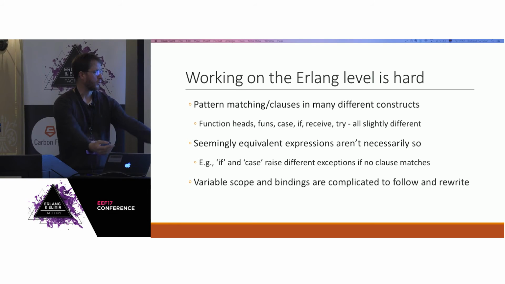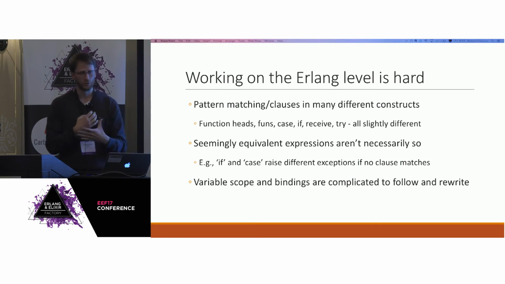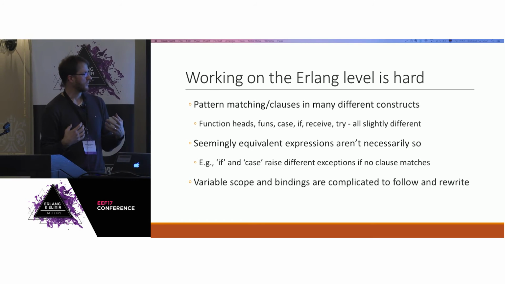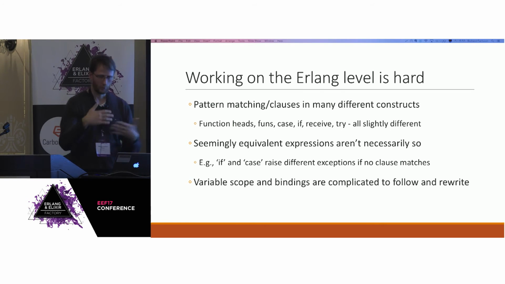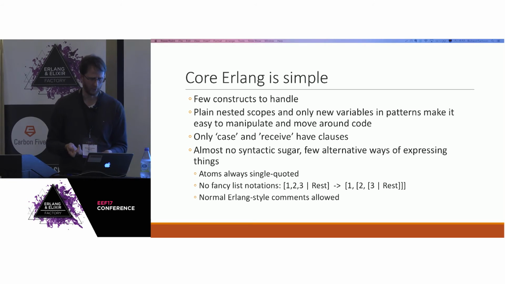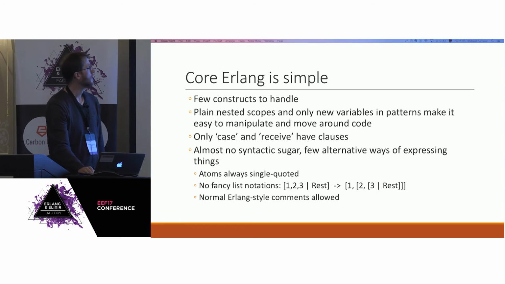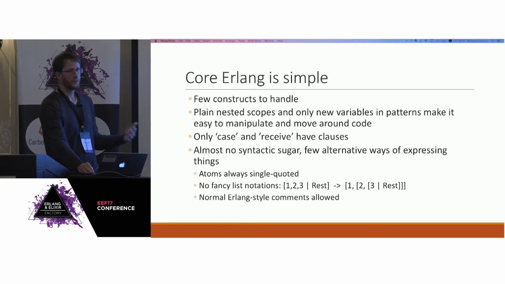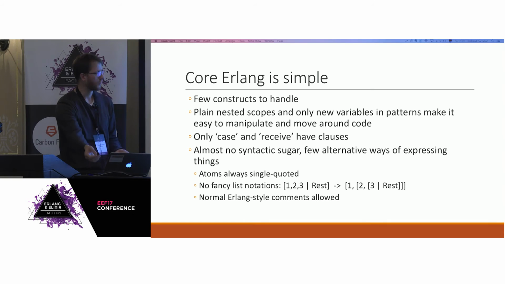And Erlang's variable scope and bindings are, as I said, quite good for a programmer. But when you're trying to automatically rewrite and manipulate the code, these scope rules and bindings are very complicated to follow and maintain when you're rewriting stuff. Core Erlang, on the other hand, is simple. There are quite few constructs. Plain nested scopes, like in normal lambda calculus. All variables in patterns are considered new variables. You don't import them from the surrounding scopes. All this makes it much easier to manipulate and move things around on the core level.